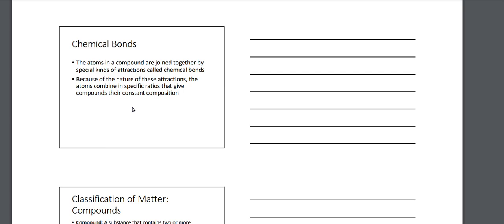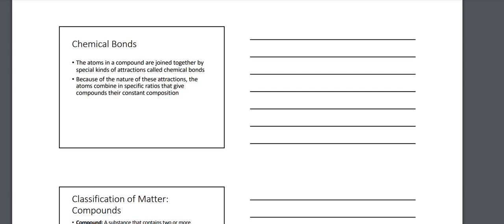Now these atoms, or these elements in a specific compound, are connected, they are associated together through chemical bonds. So the atoms in a compound are joined together by special kinds of attraction called chemical bonding. Now what dictates what kind of chemical bonding I have in that compound? This is determined by the identity of those elements, because every element has a different electron configuration, number of protons, number of neutrons, and so on. All these will determine the kind of bonding that you will have.